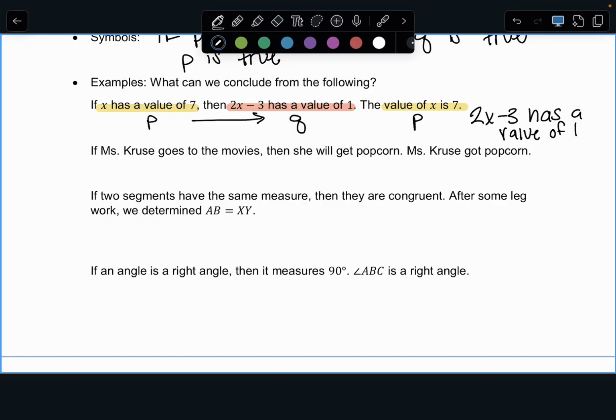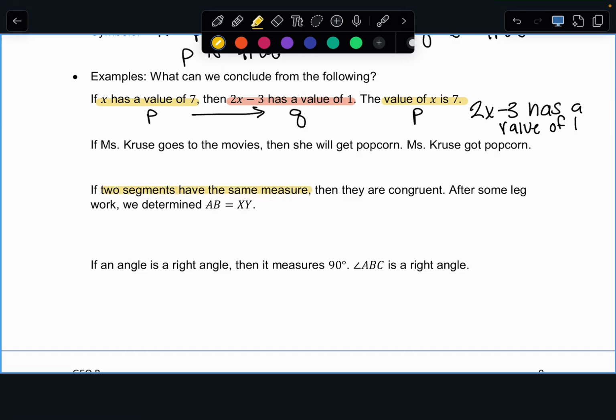I'm going to skip this one for now. You'll see why in a second. Let's go to the third one. It says, if two segments have the same measure, I'm going to pause right there. I'm going to take that first piece and call it P. Then they are congruent. Is "they are congruent" something different than this yellow piece or the same? It's different. So I'm going to label it a different color, and I'm going to call it Q.